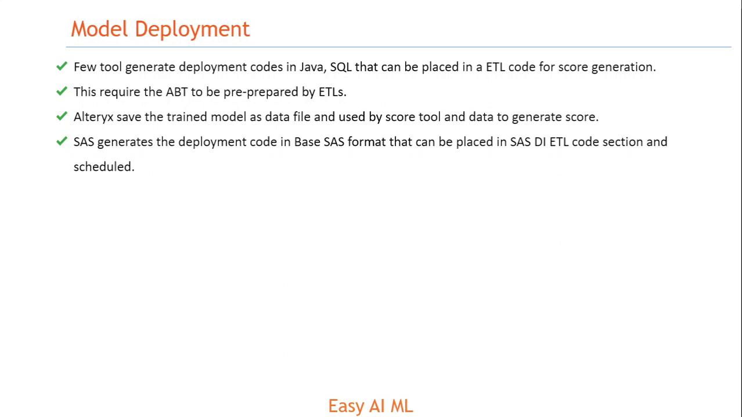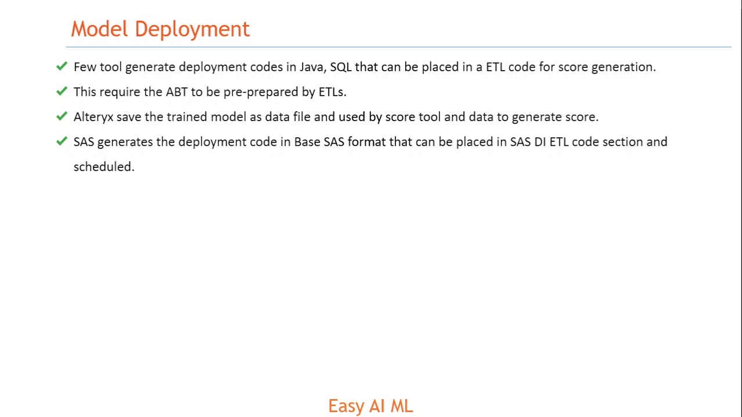There are a few tools that generate deployment code in Java, SQL, that can be placed in an ETL code for score generation, and these ETLs can be scheduled. This requires the ABT to be pre-prepared by ETLs. So if there are calculated fields, an ETL can be written and stored in a table, with a particular frequency refresh cycle.